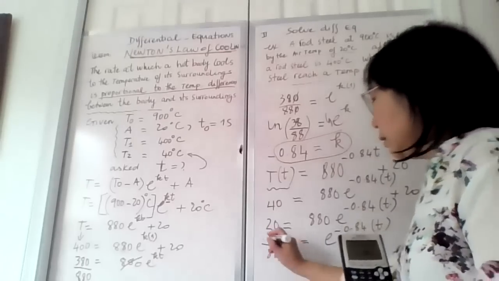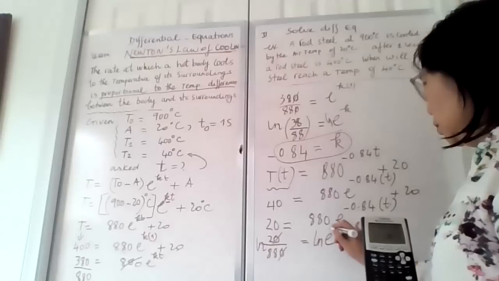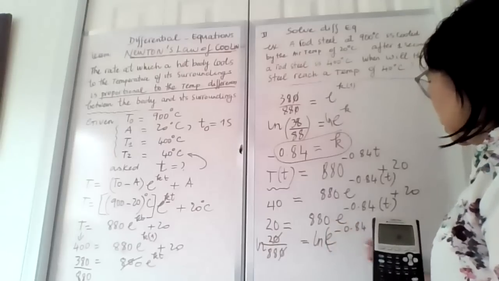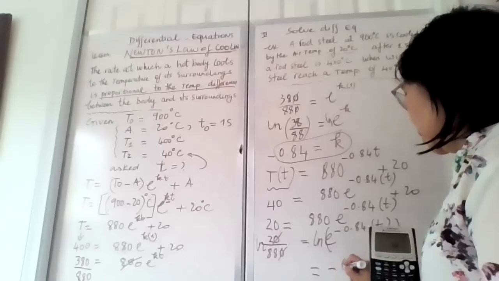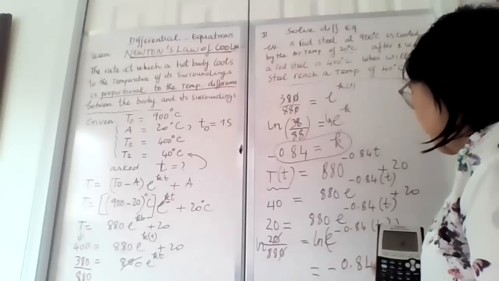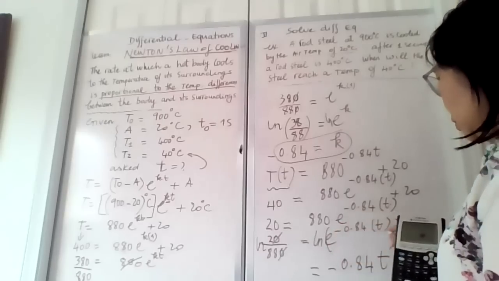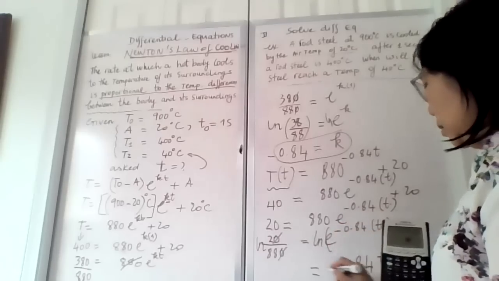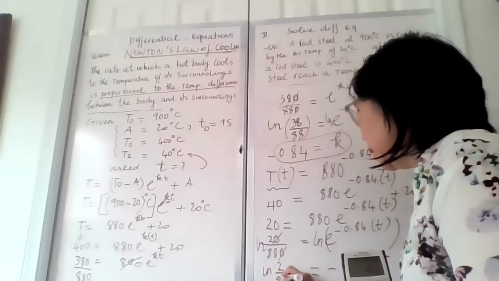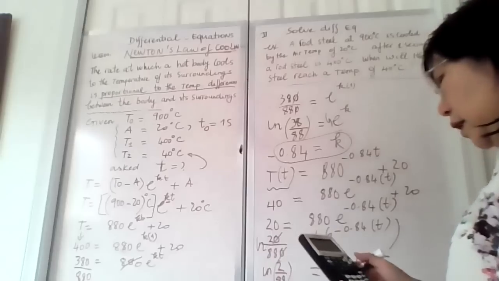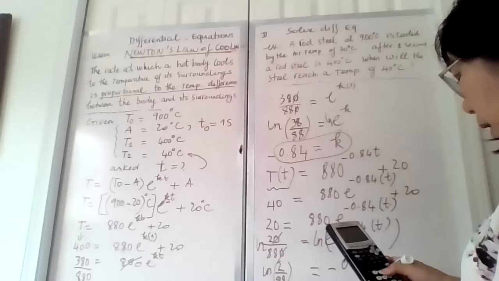Take ln of both sides, right? We can take ln and we can take ln. So when we take ln of both sides, the whole thing here is the answer, right? Minus 0.84 t, e to the ln of this number equals this number, right? Equal ln of 2 divided by 88. So let's find out.